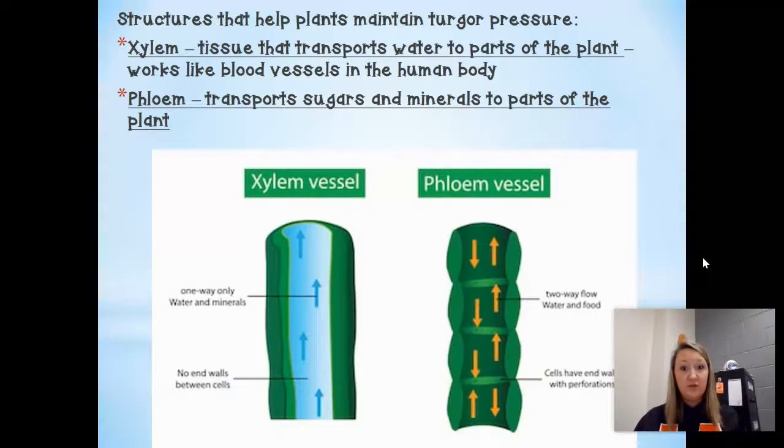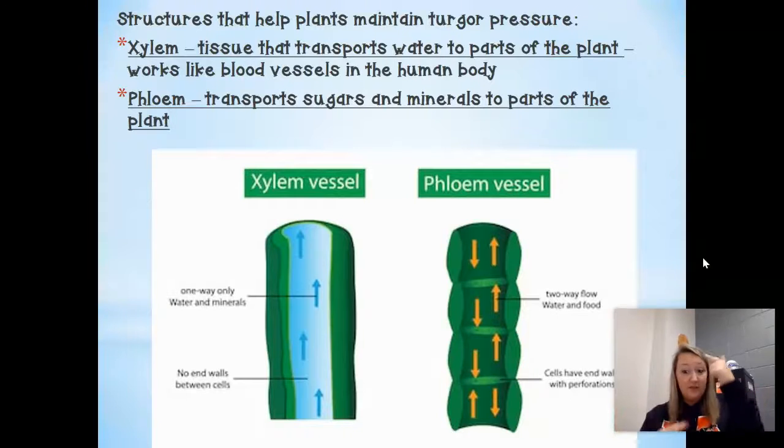There are a couple of structures in plants that help them maintain turgor pressure. There are two main types of vessels. Just like we have blood vessels in our bodies, plants have vessels in their stems and trunks as well. This is where we get tree rings from. We have layers of xylem and phloem. And xylem transports water to parts of the plant. These are kind of like blood vessels in the human body. They transport water up from the roots where the water is taken in, and transport it all the way out to the leaves.